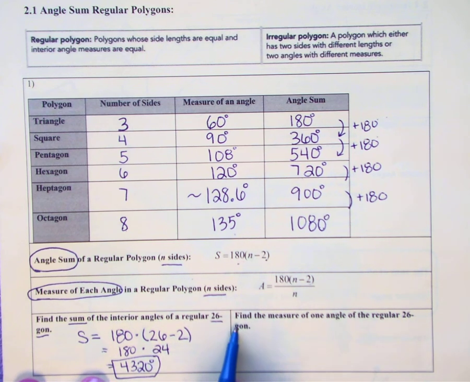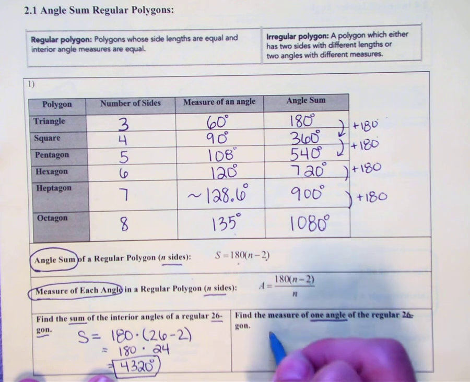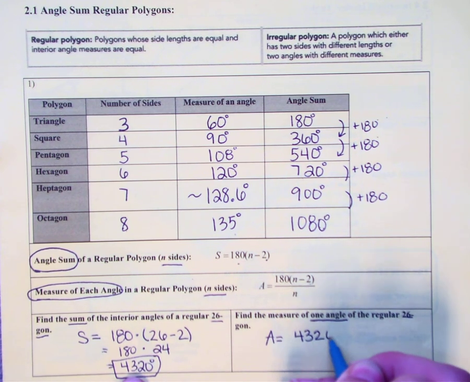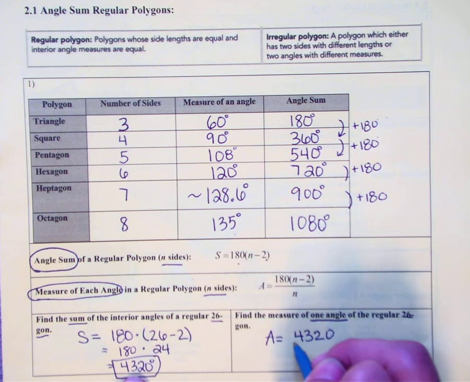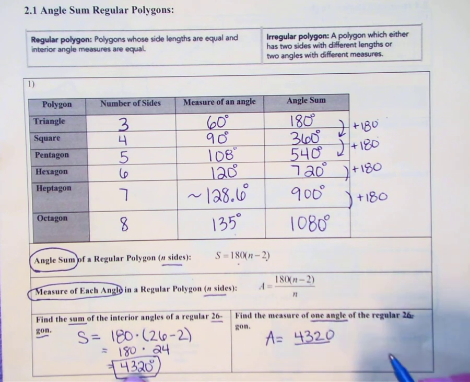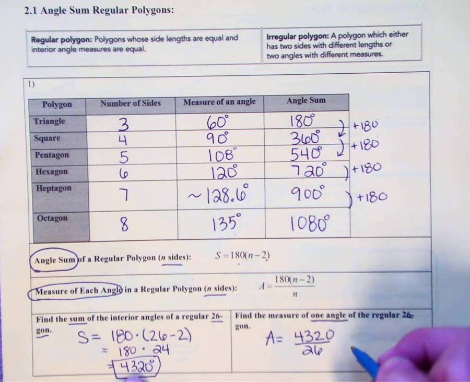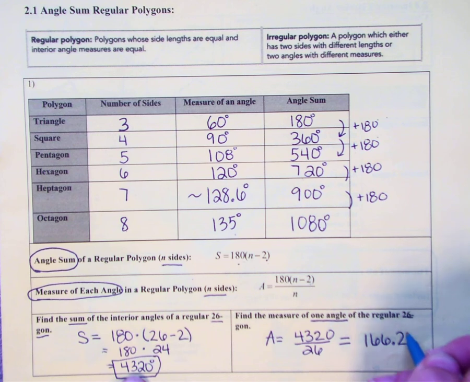Now the next one says find the measure of one angle in this 26-gon. So we know the sum of all of them. All I have to do to find each angle is take that answer, my sum, which remember those match up, and divide that by the number of angles. So I'm going to divide that by the 26 angles. Okay, and that's going to give me 166.2 degrees.